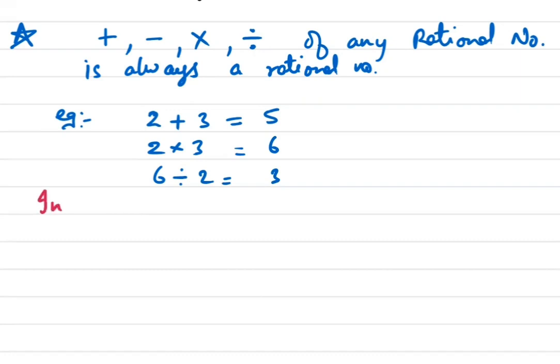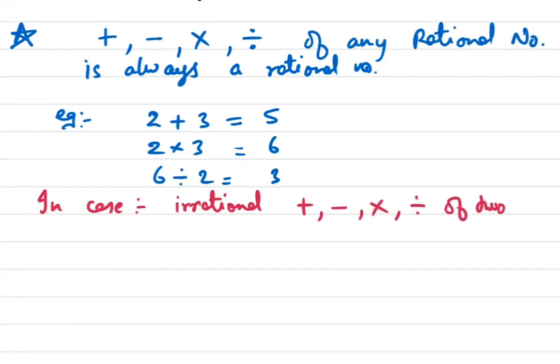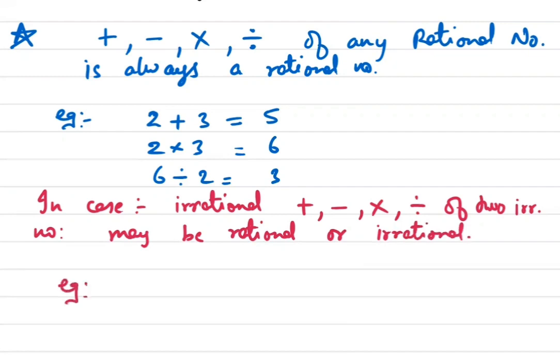But when we talk about irrational numbers, the sum, difference, product, or quotient of two irrational numbers may be rational or irrational. Both possibilities are there. Let's take an example: 2 plus root 3. 2 is a rational number, but root 3 is an irrational number. Root 3 is 1.732, so this will be 3.732, and it keeps on going. So this is what kind of decimal expansion? Non-terminating and non-repeating. So it's irrational, isn't it?